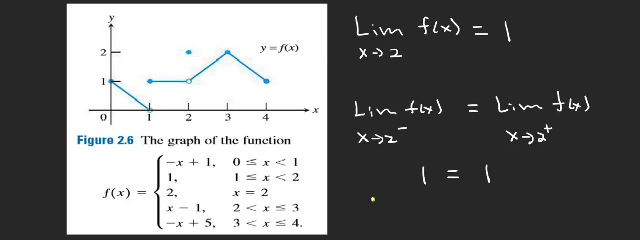By the way, what will be f of 2? What is the y value when x equals 2? When x equals 2, the y value is not 1. It is 2 because you have a closed circle.